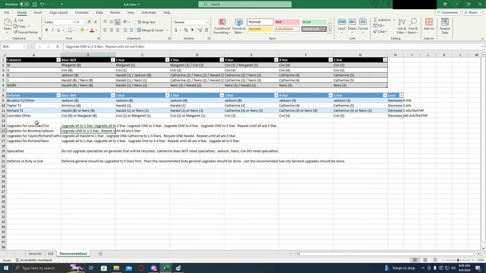Don't go 1 star in each of them and then 2 star in each of them. That's not cost effective. Just straight up go one Jackson, one Tharsh, do 5 stars, and then do it one at a time.